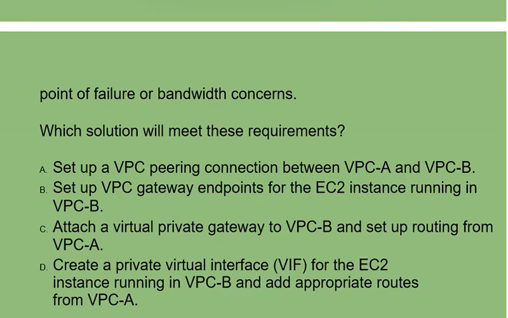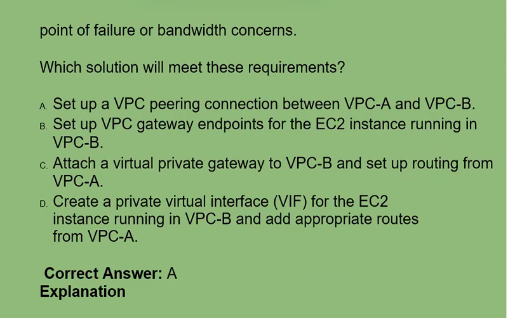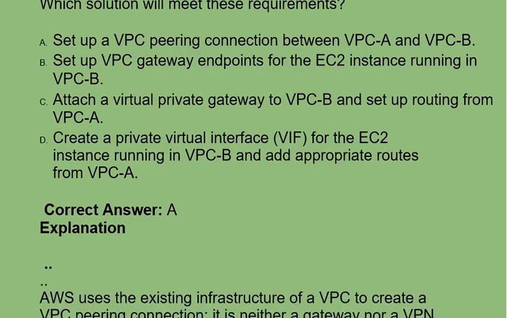Option A. Set up a VPC peering connection between VPC-A and VPC-B. Option B. Set up VPC gateway endpoints for the EC2 instance running in VPC-B. Option C. Attach a virtual private gateway to VPC-B and set up routing from VPC-A. Option D. Create a private virtual interface, VIF, for the EC2 instance running in VPC-B and add appropriate routes from VPC-A. Correct answer is option A.